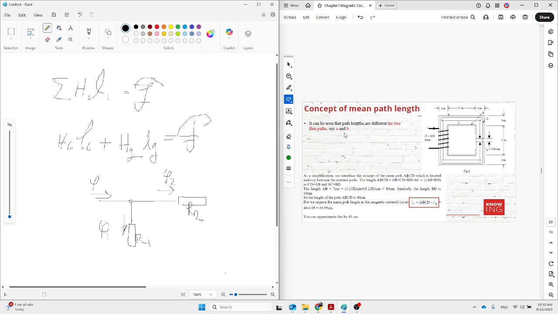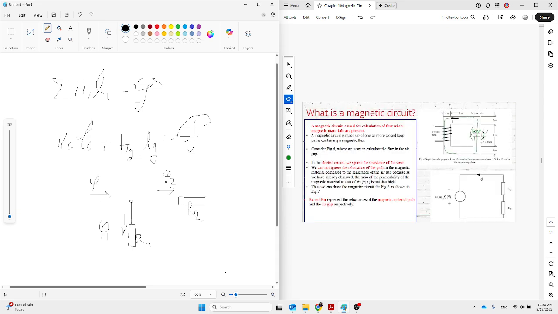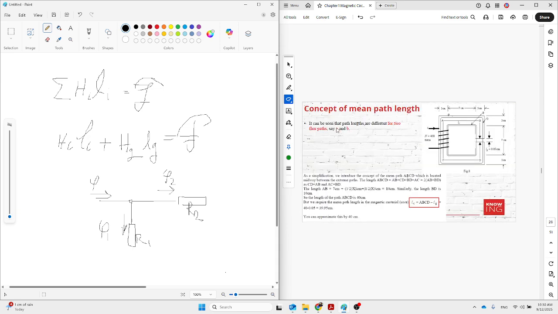The calculation, as I mentioned before, don't forget, we should consider the lengths as an average. So you can see for this circuit, which is exactly the same as this circuit, it calculates the lengths for the core and then for the air gap. For the core, you can see 3 centimeter plus 7 plus 3. So the average for here should be 1.5.